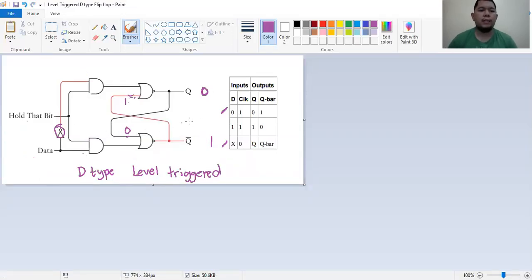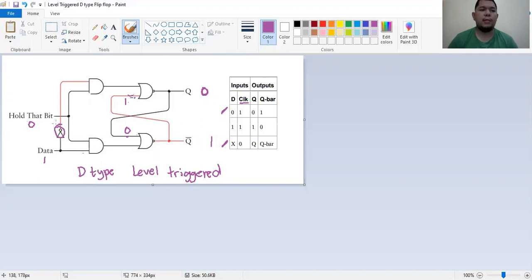Okay, let's check again this certain truth where we set the hold that bit to 0 and we set the data back, let's say we change it to 1, let's see if the output is being changed or not. Theoretically, it will not change because hold that bit is still set to 0, or what we also call the clock input is being set to 0. Because for the hold that bit input we can input a clock or an oscillator to be able to automate the process.